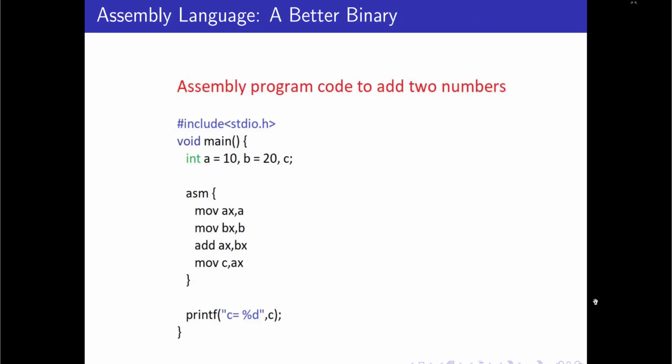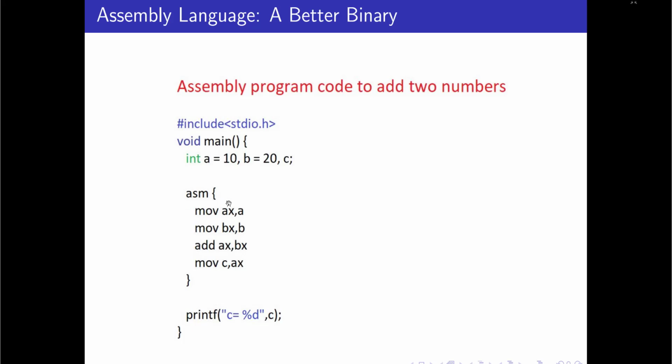And this sample assembly language code will be like this. Here we are doing a simple process like adding two numbers, declaring three integers: a and b are initialized and c will hold the result.